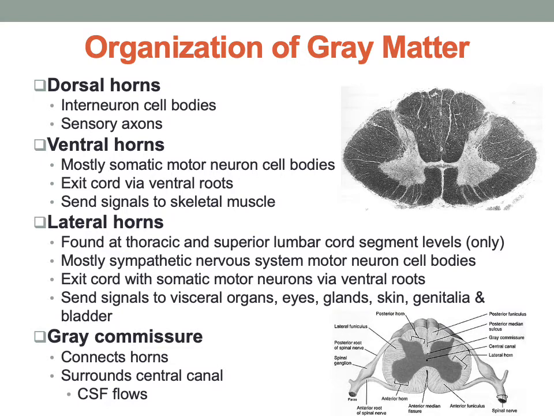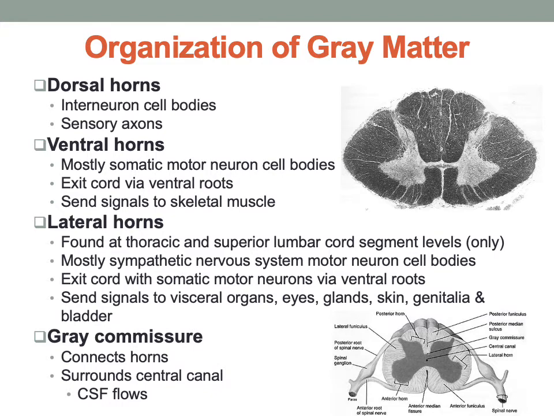In the lateral horns, which are only located at the thoracic and superior lumbar cord segments, you will find mostly sympathetic nervous system motor neuron cell bodies, and their axons will exit the cord with somatic motor neurons via ventral nerve roots, and they will send signals to visceral organs, eyes, glands, skin, genitalia, and the bladder, etc.